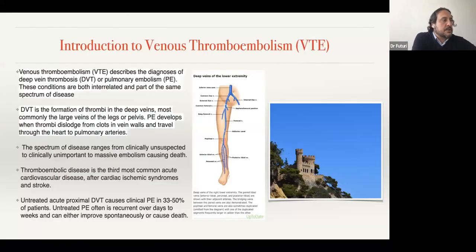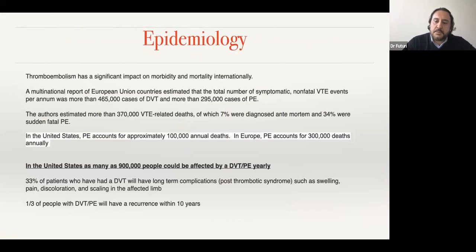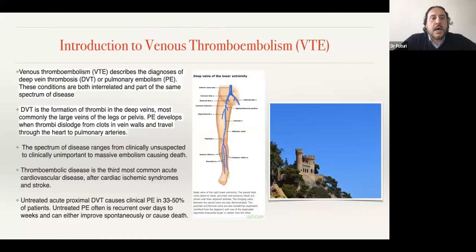So to begin the lecture, when we first talk about pulmonary embolism and VTE, these are both a spectrum of a similar disease. They're both interrelated. And essentially what venous thromboembolism describes is the diagnosis of a DVT or pulmonary embolism, whereas a DVT is primarily a formation of thrombi in the deep veins. And as you can see in the diagram here, let me go back there.